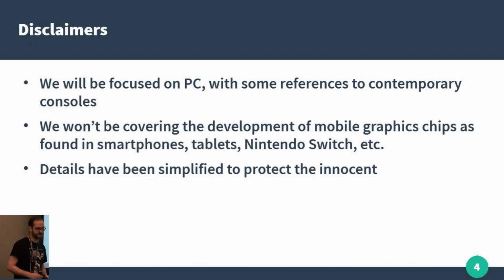Just some disclaimers. This is mostly a talk that will be focusing on the PC space with some references to game consoles. This is not a talk that will be talking about the graphics chips in like iPhone or Nintendo Switch or whatever. And details have been simplified to protect the innocent. GPUs are mean in their complications, and so this talk will not have every last detail of everything. This is a talk whose point is to try to convey to you guys the way in which the affordances of the GPUs of a certain era shaped the way those graphics looked.